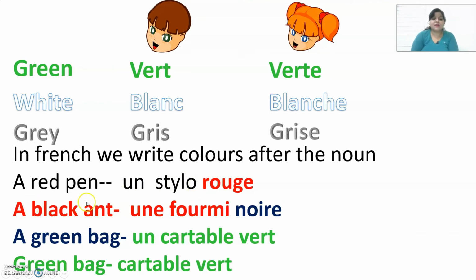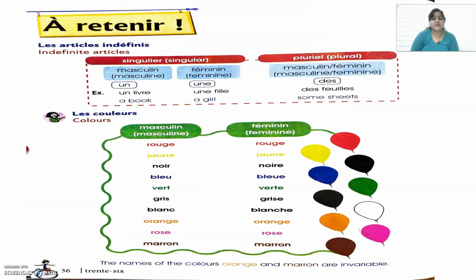Then same is a black ant that we read out in the text, that is une fourmi noire. We don't say une noire fourmi, we write down as une fourmi noire. Same, a green bag, it will be un cartable vert. So this is an important note that you need to keep in mind. So let's move ahead. So these are the colors that are given on the next page.